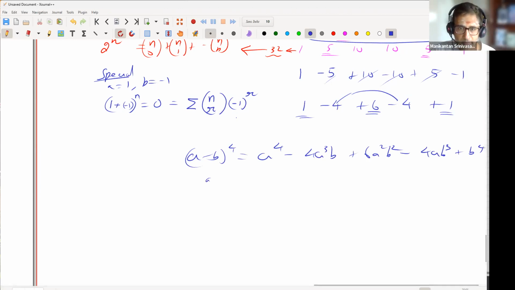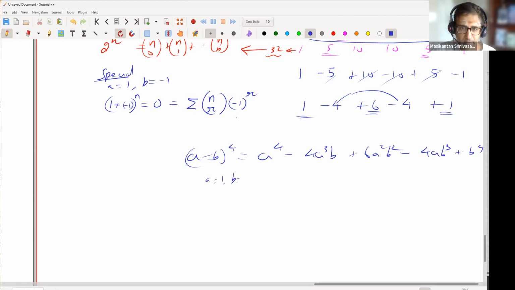Because if I put a equal to 1 and b equal to 1, or rather, if I treat it as a plus minus b, either way, you get the idea that the sum of the coefficients will be 0.